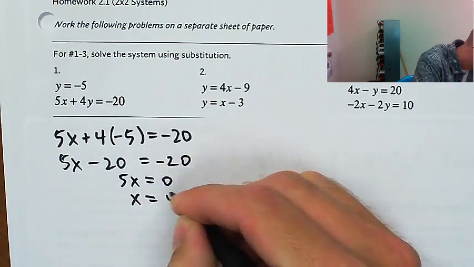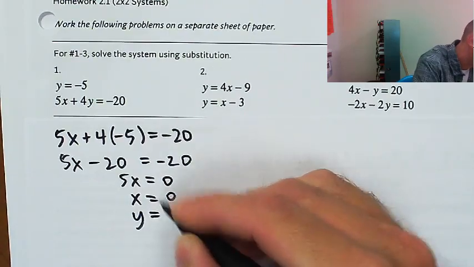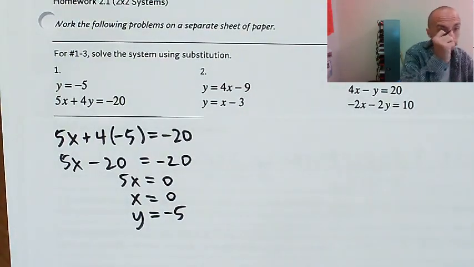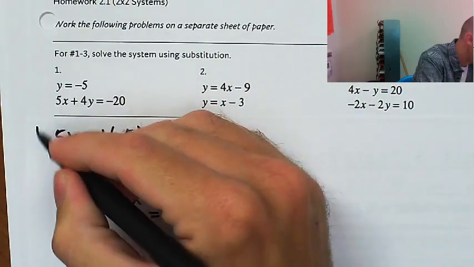And that tells me that x needs to equal 0. So my solution is x equals 0 and y equals -5. Okay, that was number 1.